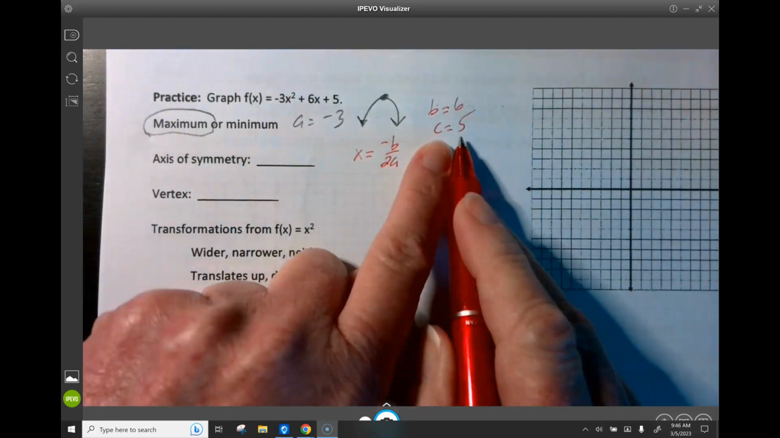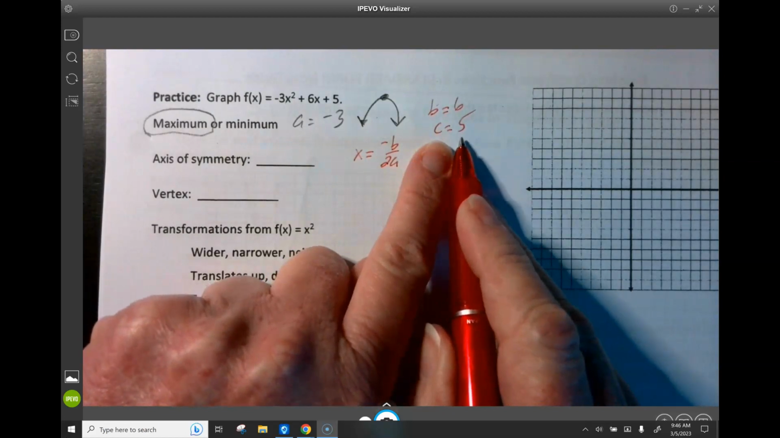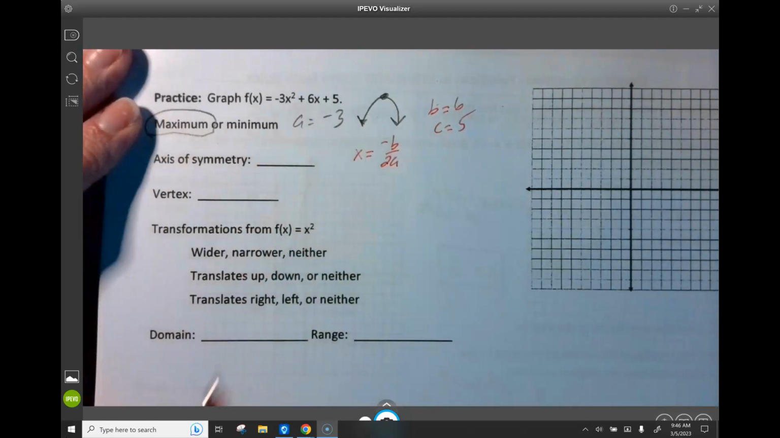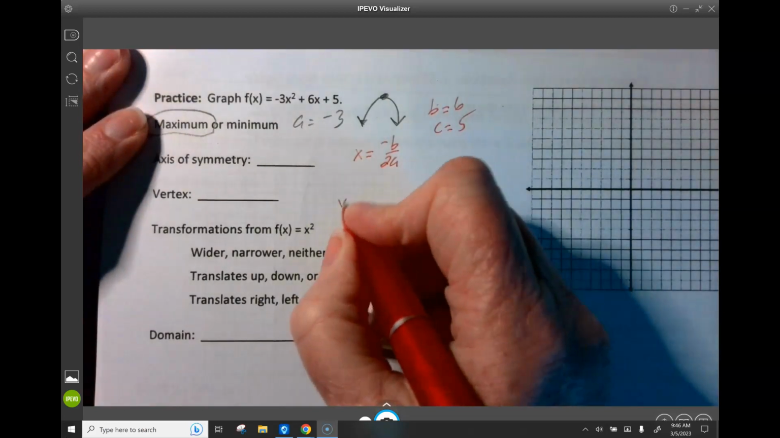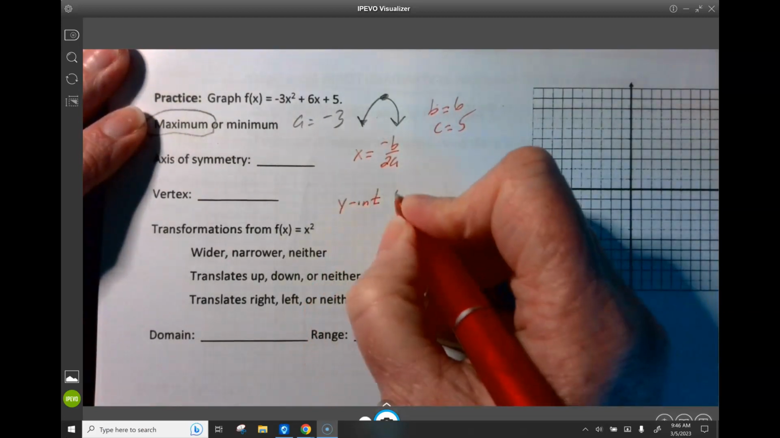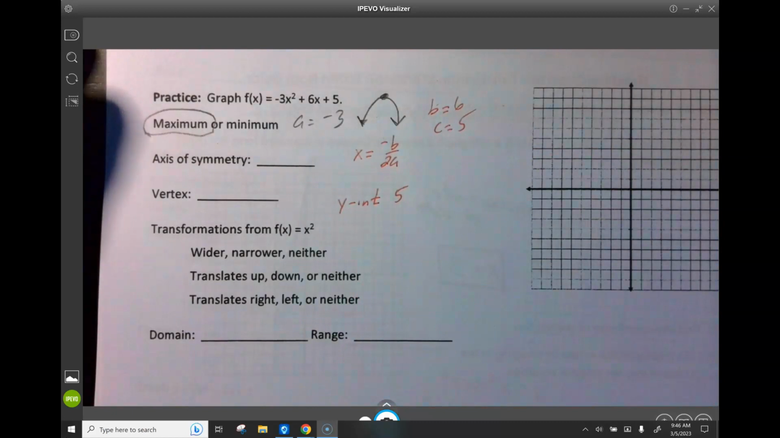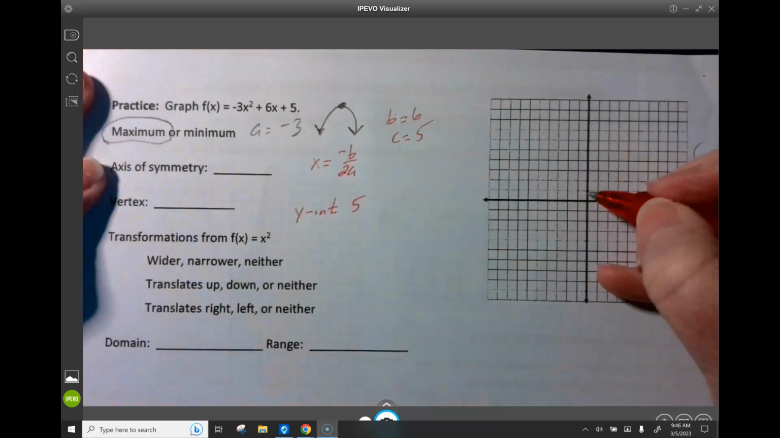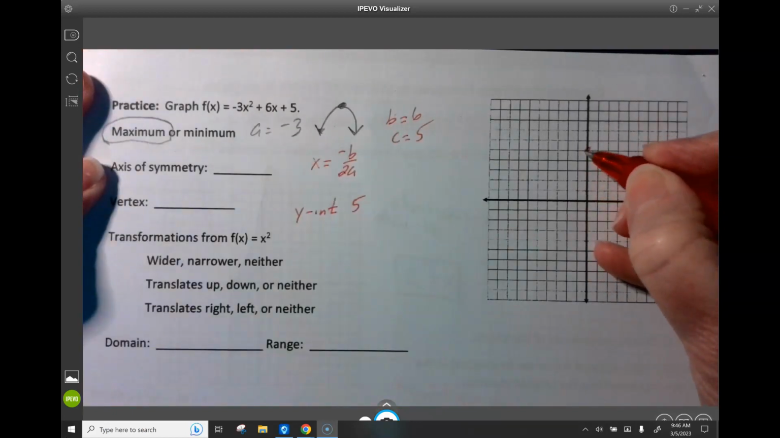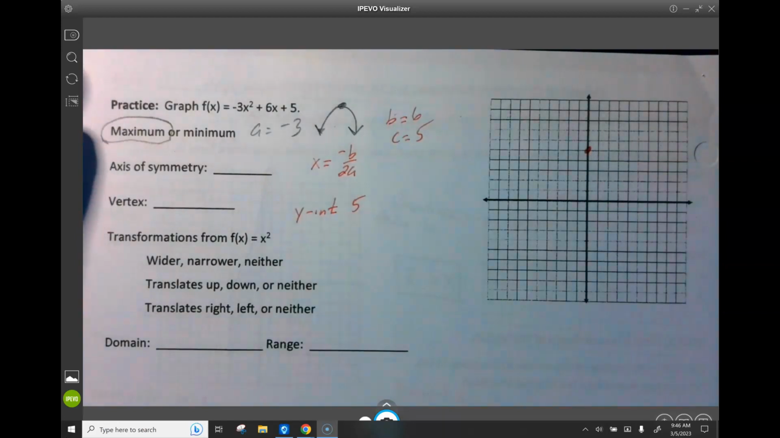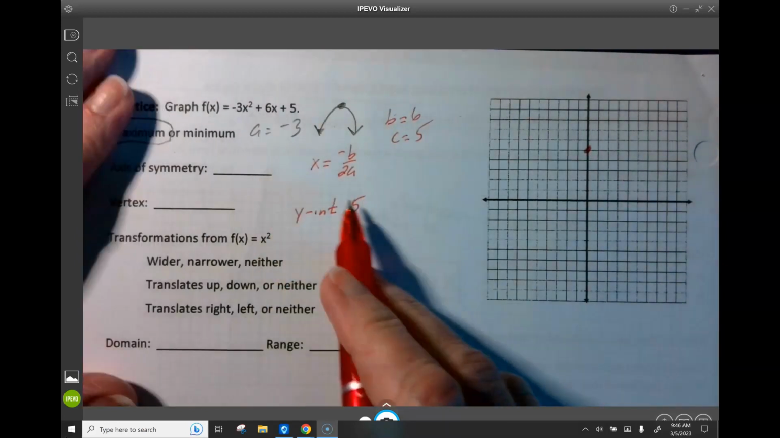Oh, hey, remember that bonus? Do you remember when c is 5, what's my y-intercept? Exactly. So it doesn't ask for that, but we're going to write it down. Y-intercept is 5. Okay, our y-intercept is 5. We can actually plot that point right now. 1, 2, 3, 4, 5. That's our y-intercept. Okay, let's go find our vertex and our axis of symmetry.